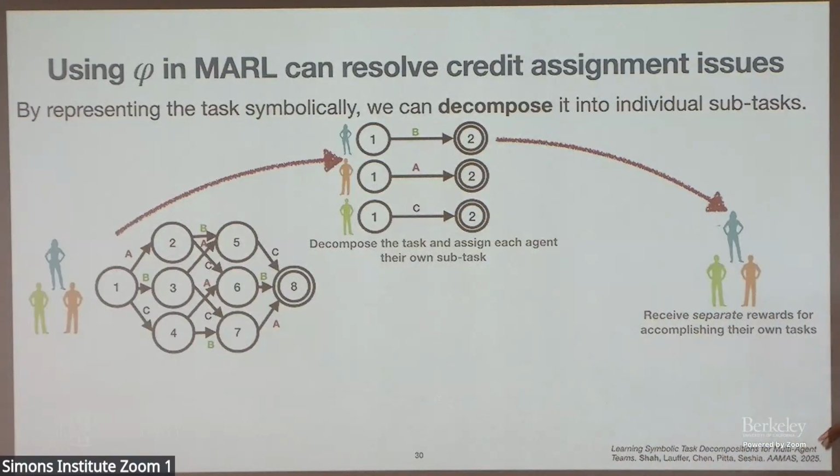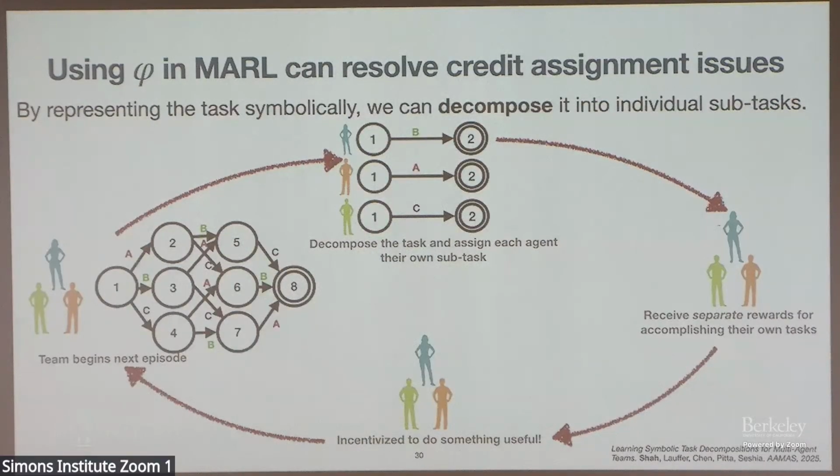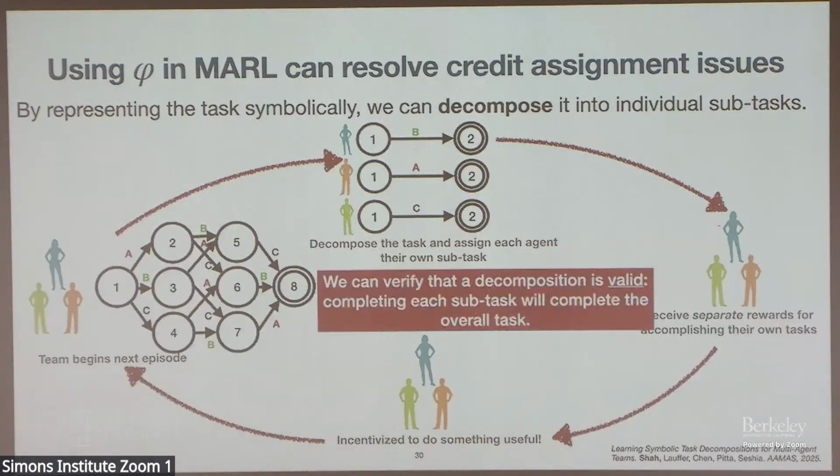So now the rewards are separated. All these agents are going to get separate rewards for accomplishing their subtasks. And now every member of my team is incentivized to do something useful. If the blue agent does task B, but the orange and green agents don't do their tasks, they're not going to get reward. They're not sharing anymore. We've decomposed this, and this is going to help create a more efficient overall team strategy.